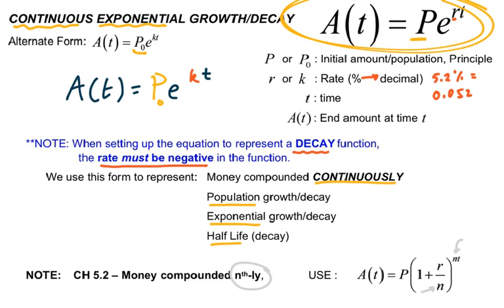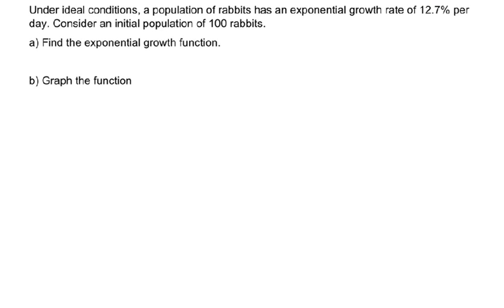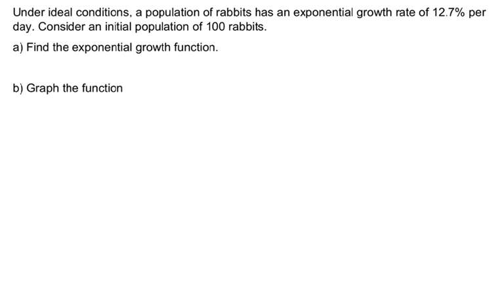So let's do a problem here. What we have is a word problem. It says, under ideal conditions, a population of rabbits has an exponential growth rate of 12.7% per day, considering an initial population of 100 rabbits. So the first thing we're asked to do is to find the exponential growth function. And I see those words, population and exponential, and that lets me know I'm going to use my PERT formula.